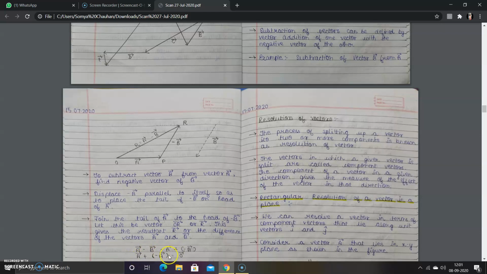Here A plus minus A will give you zero vector, that is किसी भी वेक्टर में अगर आप उसका नेगेटिव वेक्टर ऐड करोगे तो that will give you the जीरो वेक्टर.